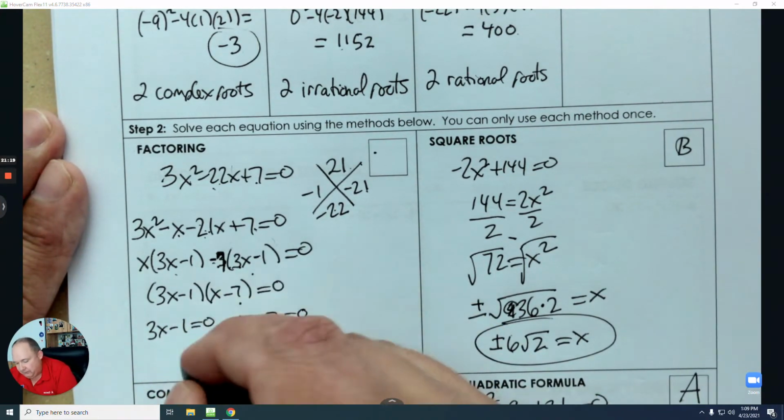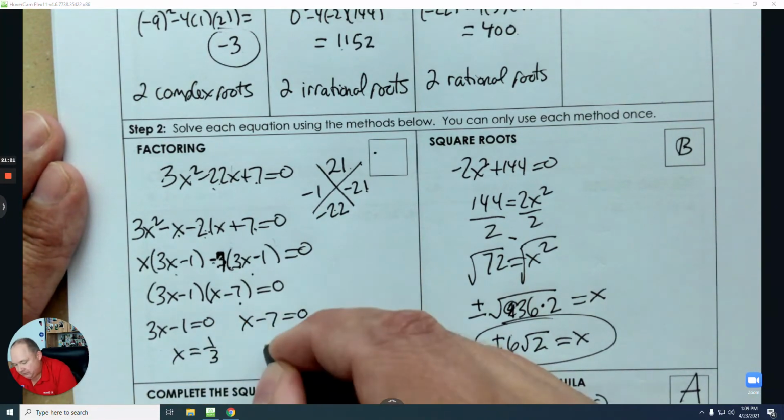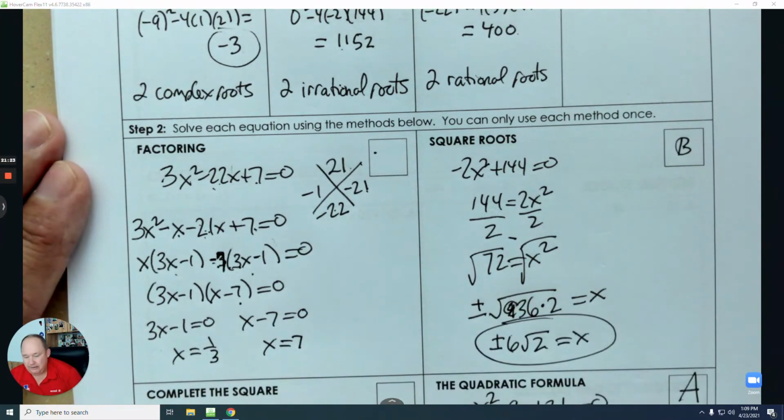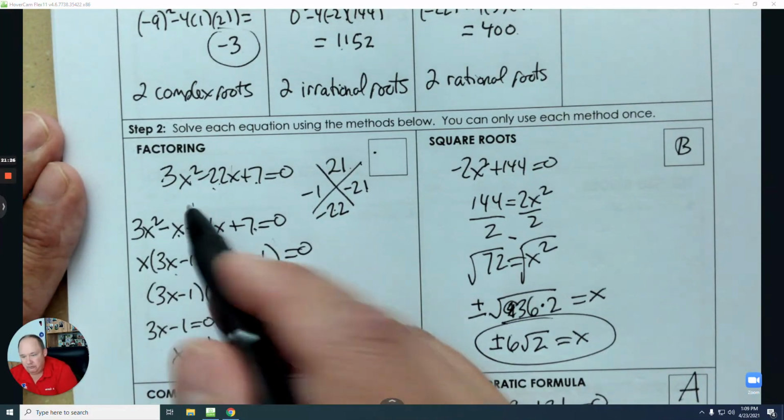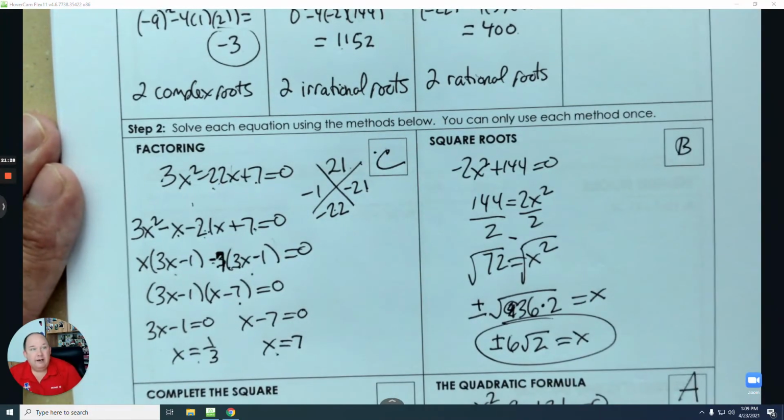For the first one, we're going to add 1 and divide by 3. And for the second one, we add 7. We have two rational answers that we solve by factoring. All right, we got one left.